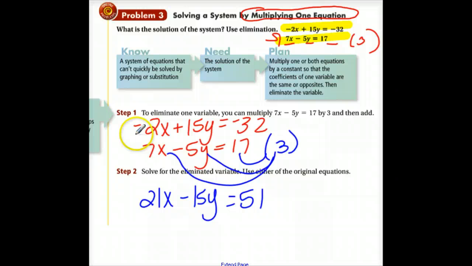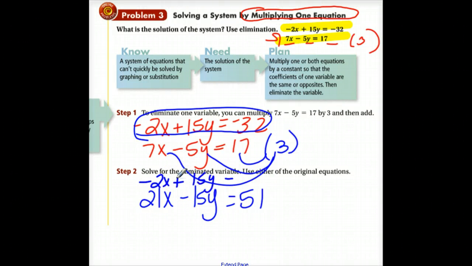Now, I'm going to rewrite this top equation that stayed the same. I'll write it above here. Negative 2x plus 15y equals negative 32. I like to line my things up. All right, now, because I multiplied by one equation, I made the coefficients of my y's opposite. When they're opposite, I can add the two equations together.